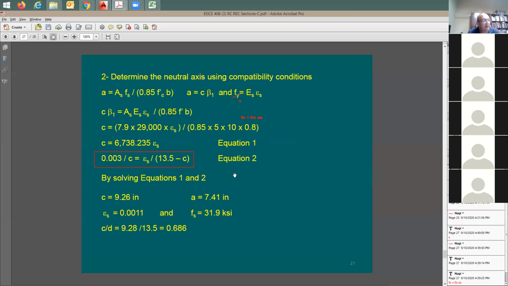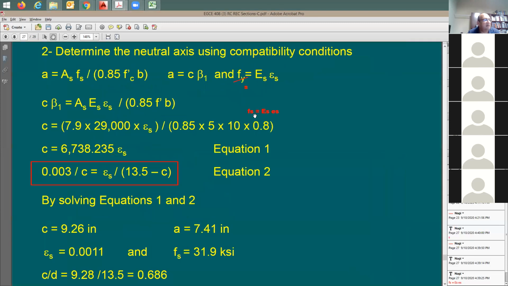So now I guess we understand that we have two equations, and if we solve them, what's going to happen? I have two unknowns. The first one is going to be the strain in the steel. The second one is going to be neutral axis depth. So I'm going to be solving for C and epsilon S. So what do you do after you have the epsilon S? You're going to go here to this equation. You're going to say, here's my equation.